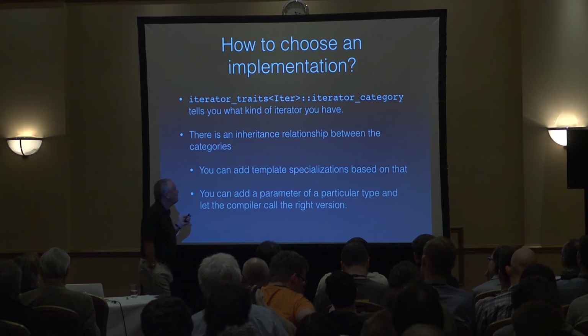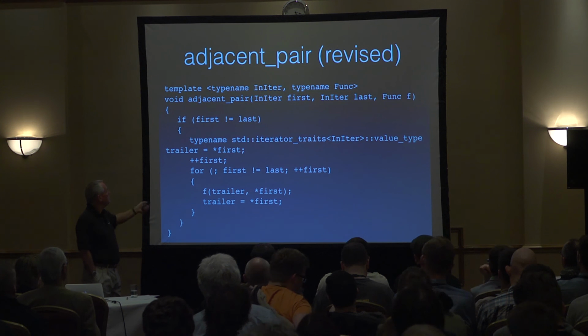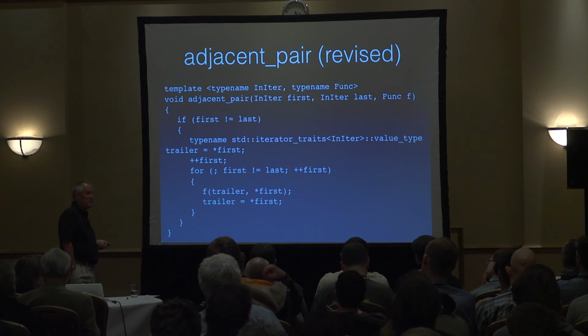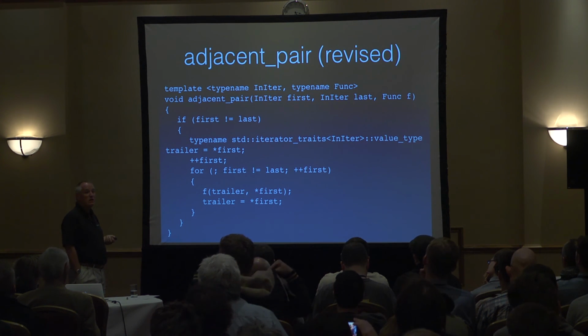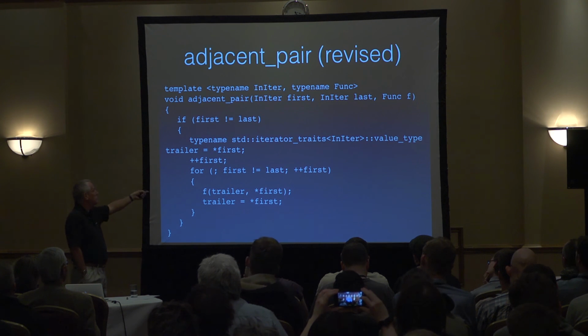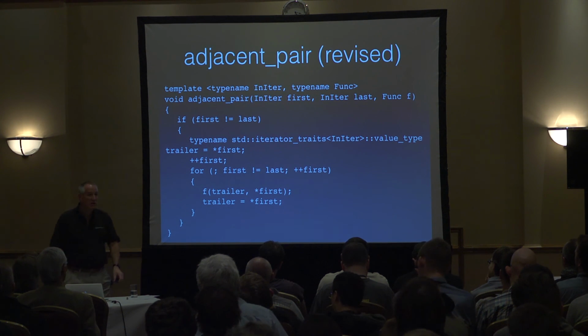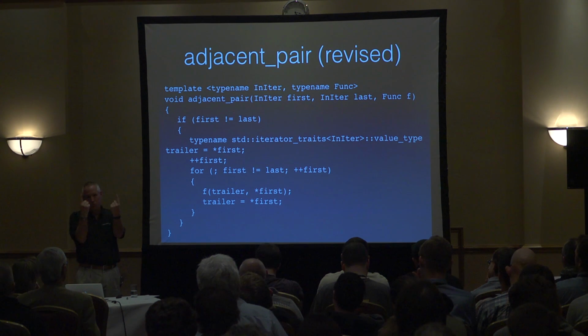Because remember, we went back here. This is a name for the type that is in, well, not in the container, but in the sequence, because this could be just a pointer to an array on the heap, or even a single element that's just a variable where you pass it a pointer and a pointer to one past. It doesn't actually have to be in a container.